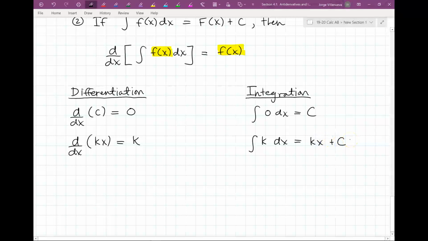So in other words, the integral of 2 dx would be 2x plus c. The integral of negative 7 dx would be negative 7x plus c. So we're adding the variable back instead of taking it away.